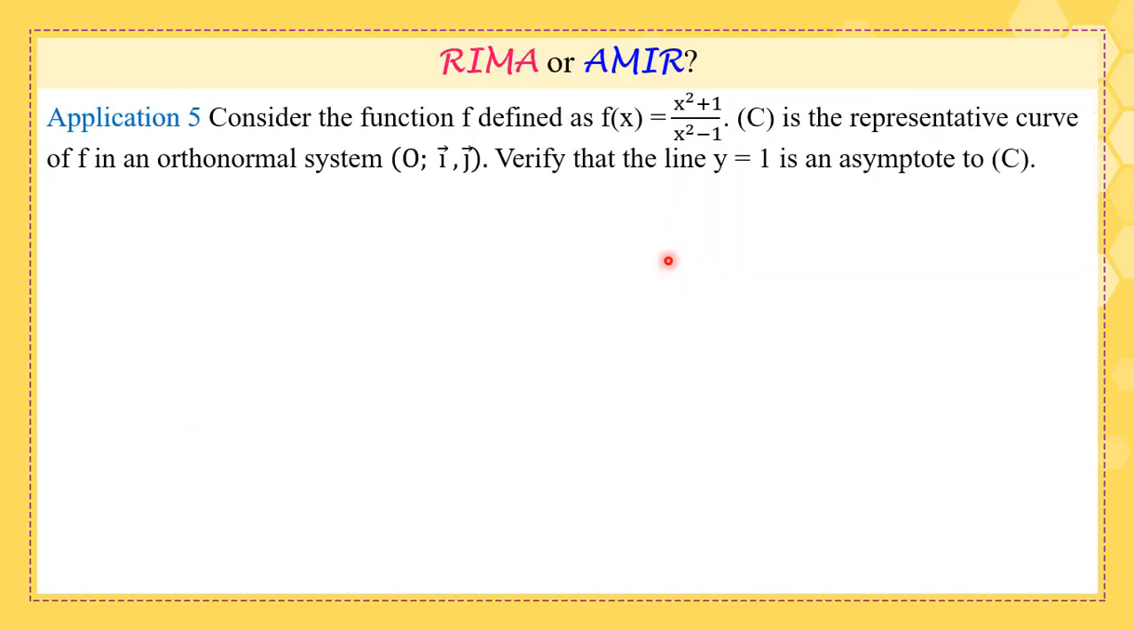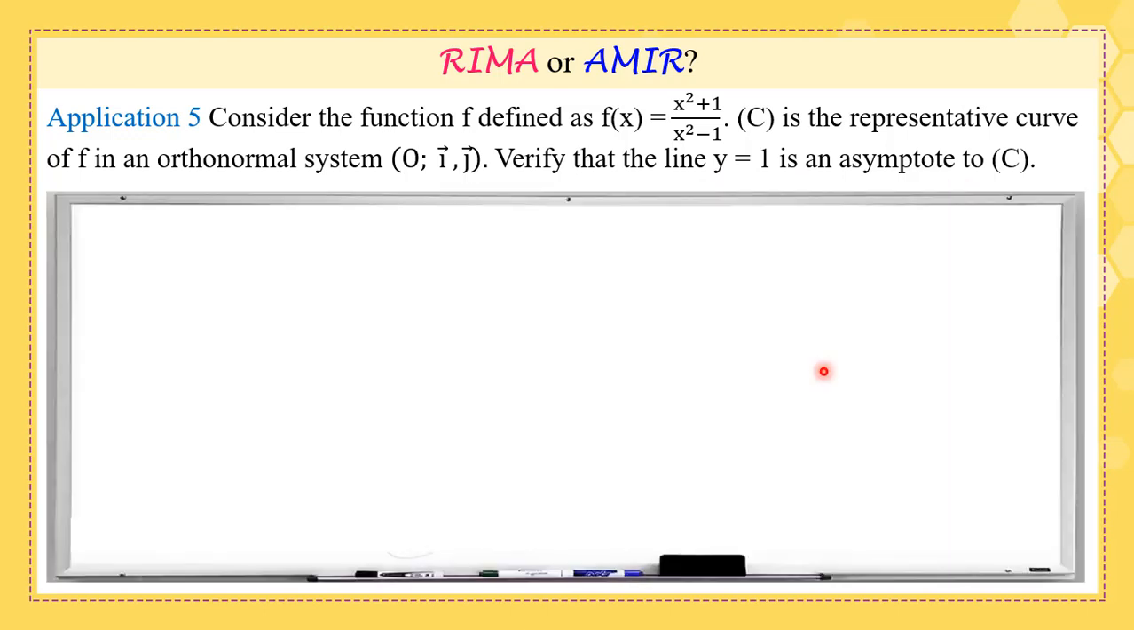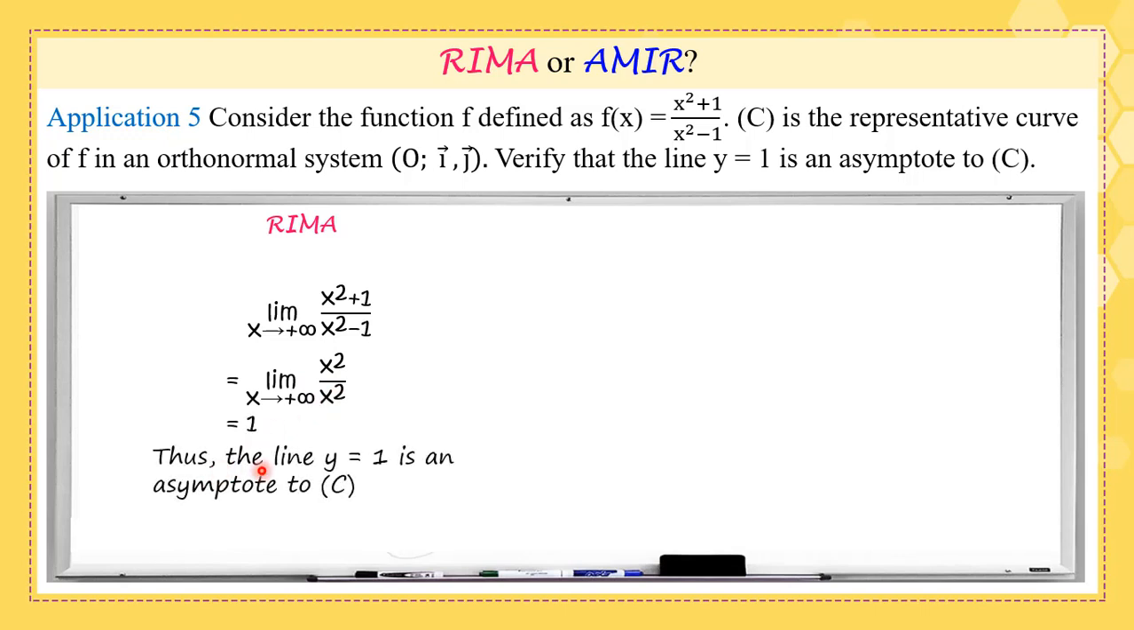Now Rima or Amir, let's see. We have a function f whose representative curve is C, and we need to verify that the line y equals 1 is an asymptote to C. Now let's see. Rima, the limit of the function as x tends to positive infinity is the limit of x squared over x squared, which is 1. Therefore, the line y equals 1 is an asymptote to C.